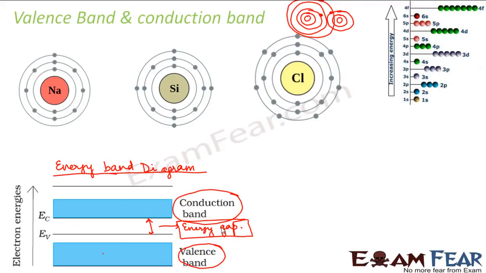Now, these are three different categories with three different electronic configurations, and we will see what happens when many atoms of the same kind come together. I mean, how does the energy band diagram vary with each of these cases? So I will discuss first sodium, then silicon, and then chlorine.